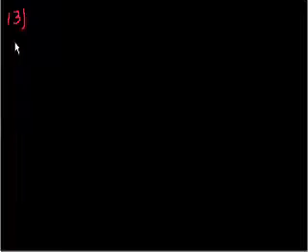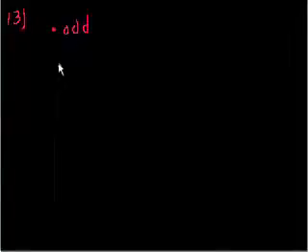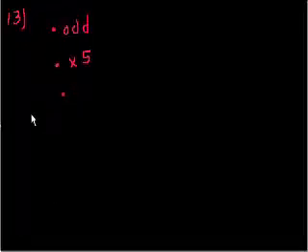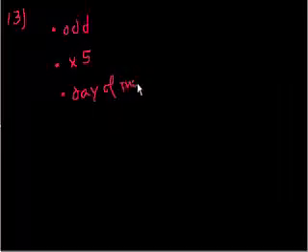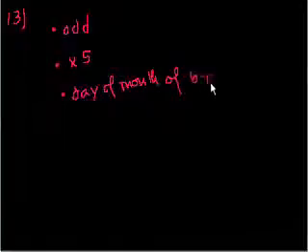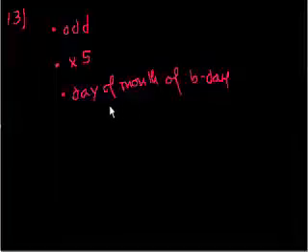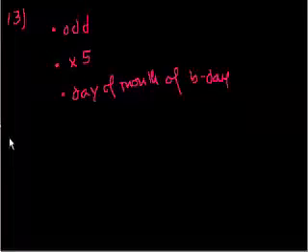So they're saying Kyle's lock combination consists of three two-digit numbers. The combination satisfies the three conditions below. One number is odd. One number is a multiple of 5, so we'll just write that as times 5. And one number is a day of the month of Kyle's birthday. Actually, this is what confused me. It matters that it's his birthday, not just a day of the month, and I'll show you why.